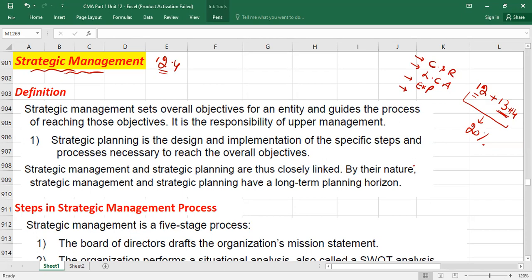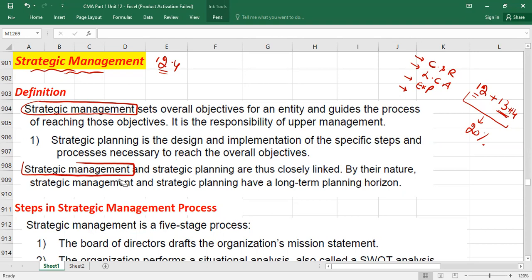So first we'll start with the definition. What is strategic management? Please remember there are two words. The first word is strategic management and the second word is strategic planning. Okay, so these two words are obviously closely linked with each other. So what is the difference between strategic management and strategic planning?